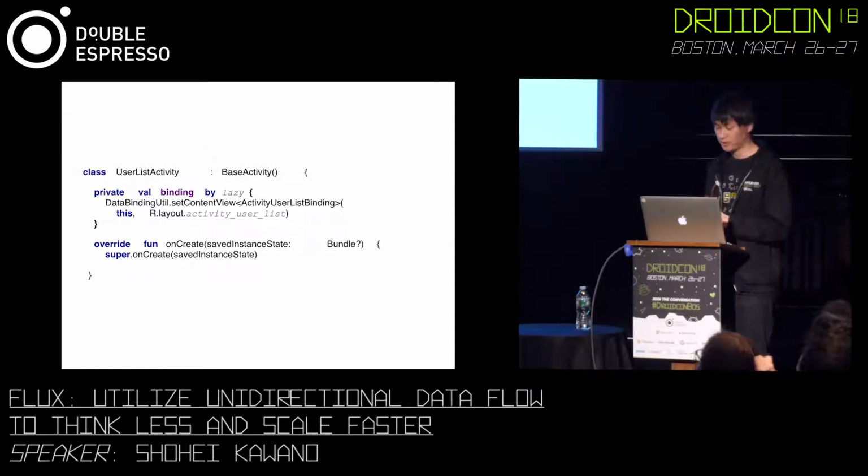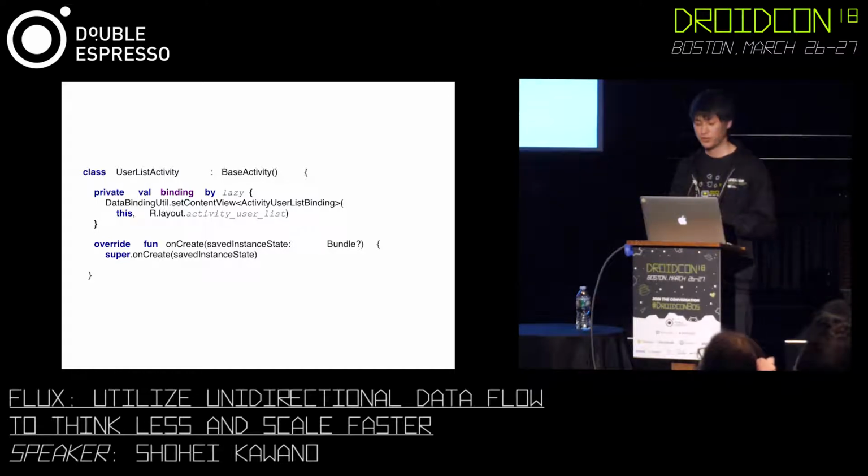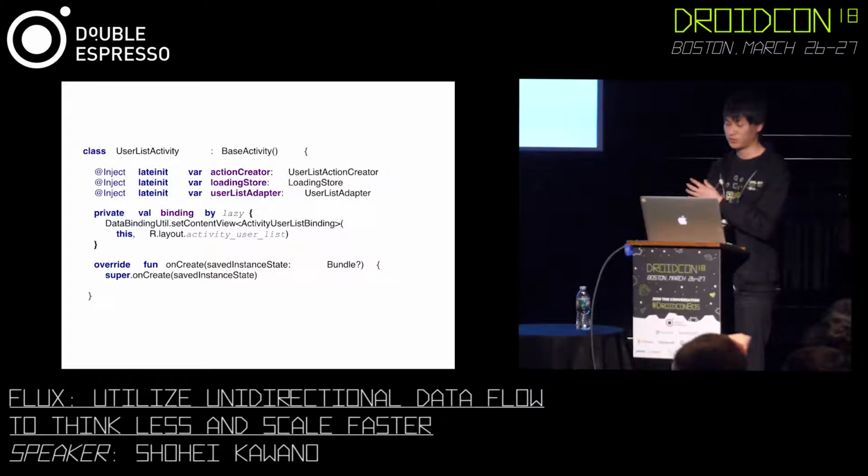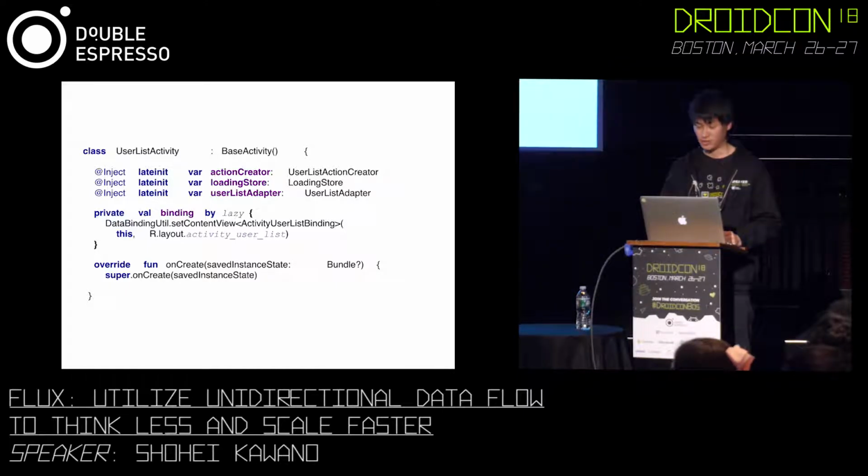Okay, and to start, let's assume we use Dagger to inject all the necessary fields. I already injected some of the fields. Don't worry, I'll explain each later. So we have an action creator, a loading store, and a recycler adapter already injected in the activity.